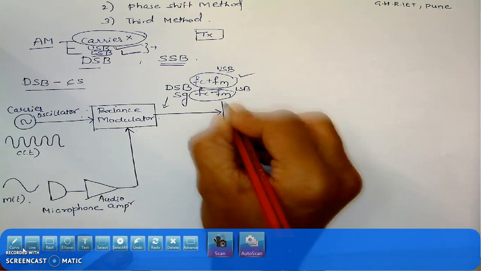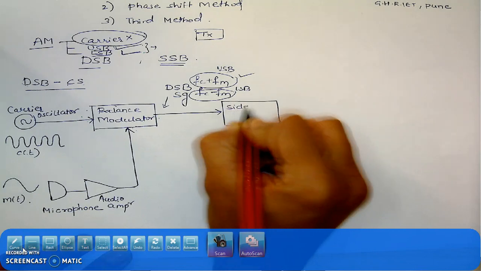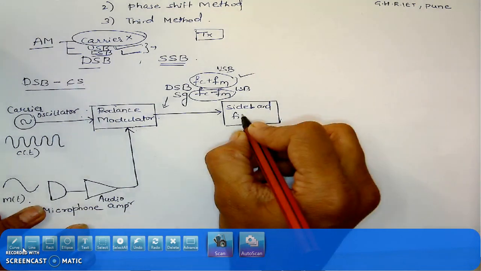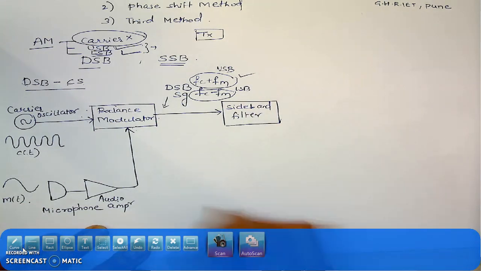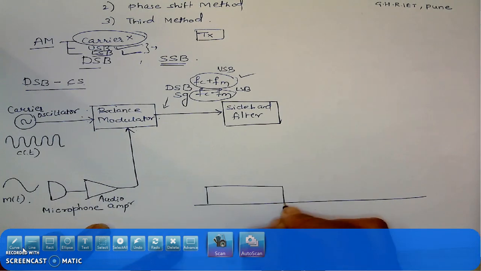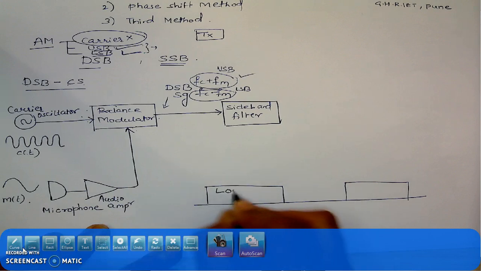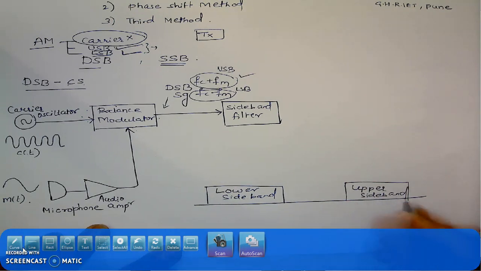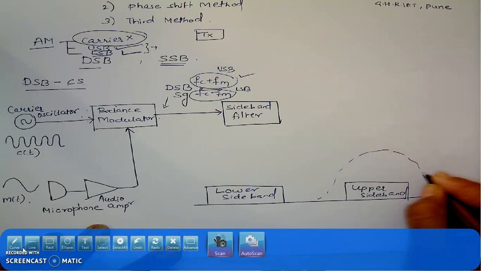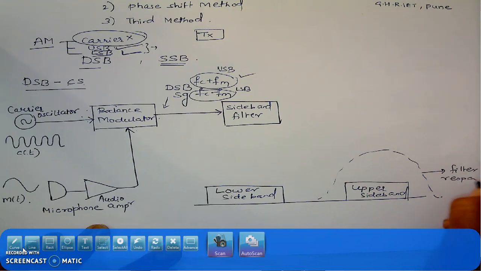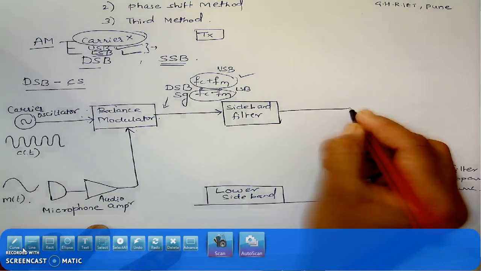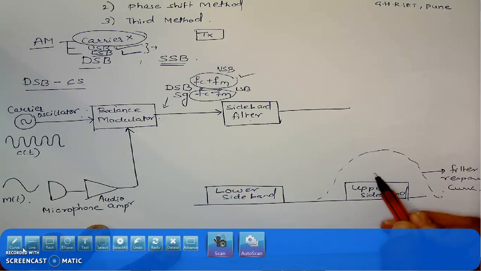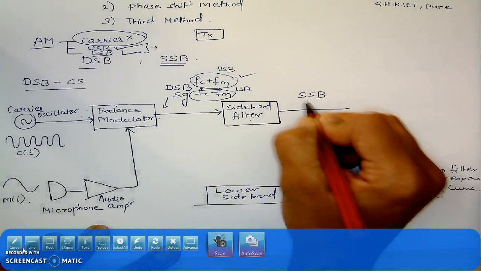So use a sideband filter. Choose the sideband filter in such a way that it passes the upper sideband. Say for example we have the spectrum where the lower sideband and the upper sideband are present. I call this the lower sideband and this is the upper sideband. So I choose the filter in such a way that the filter response should be like this. This is the filter response curve. After passing this DSB signal through the sideband filter, which has the filter response curve like this, so as to choose the upper sideband, at the output we have the SSB signal.